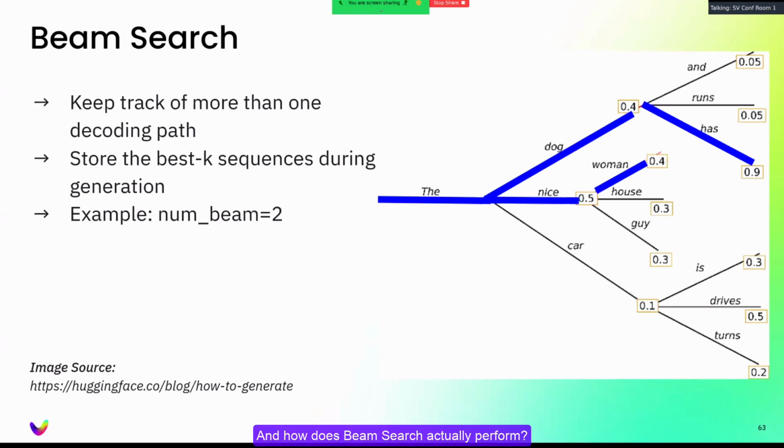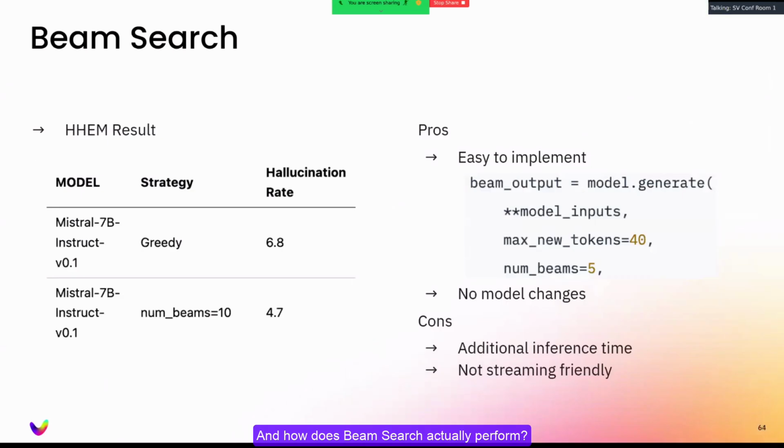And how does beam search actually perform? Let's take a look at the HHEM leaderboard results. We take an open source model to experiment with different decoding strategies. The model we used is Mistral 7B. Compared with greedy decoding, when we use beam search with the number of beams set to 10, you can see that the hallucination rate actually drops from 6.8 to 4.7. That's almost a 2% improvement.